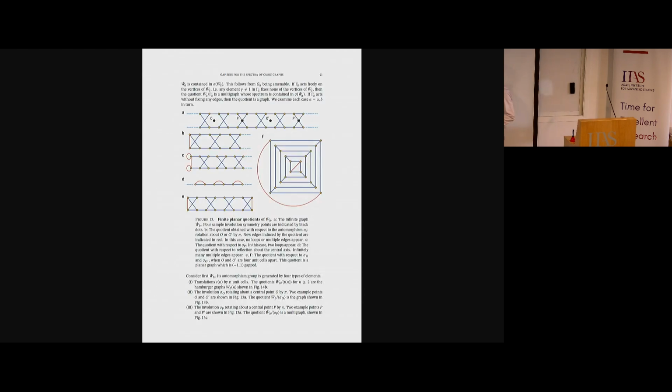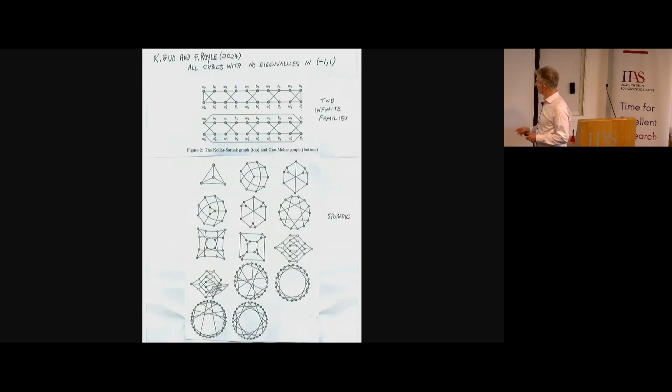There's some abelian cover, and this is a planar graph, which is 3 regular, and we can show there are no eigenvalues in minus 1, 1. And that shows that minus 1, 1 is a maximal gap interval, because it cannot be bigger. But recently two people who I don't know, Guo and Royal, 2024, actually classify all cubic graphs which have no eigenvalues in minus 1, 1.